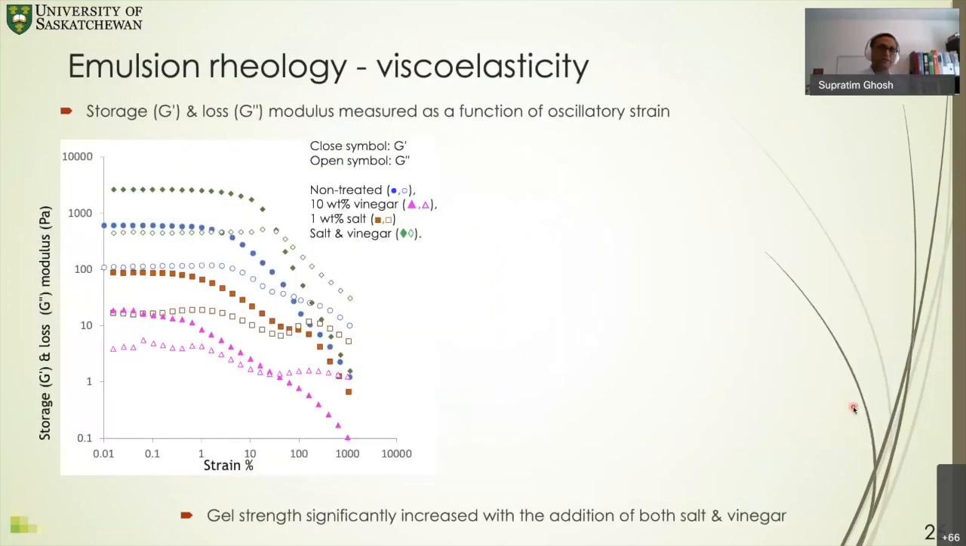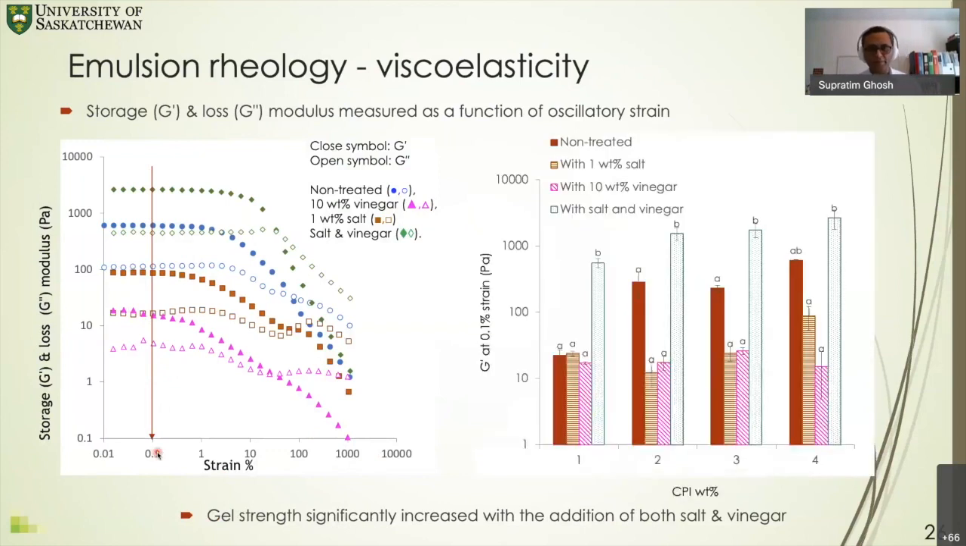We then focused on viscoelasticity. These are the viscoelasticity data as a function of strain. And then we took the data under the linear viscoelastic region at 0.1% strain and plotted them. Here the interesting observation, let's look at the 4%, is that the fresh emulsion was a highly elastic material. As you added salt and vinegar separately, their gel strength actually decreased. But when you have both, that's when the emulsion becomes a highly elastic, strong gel and structured emulsion, and the gel strength is highest when you have both vinegar and salt.